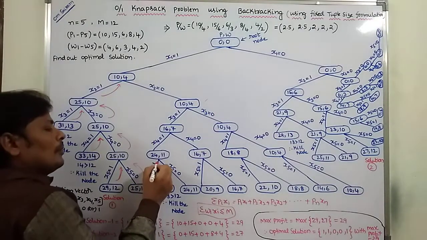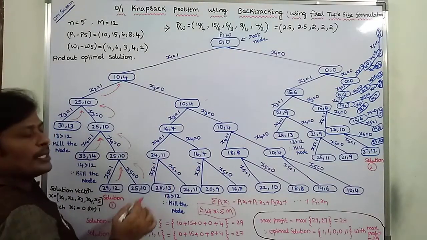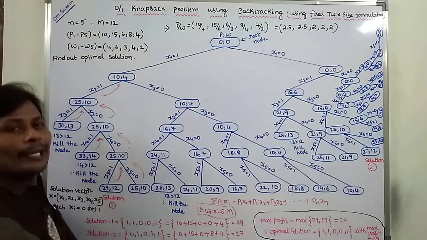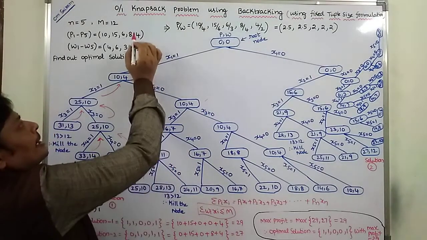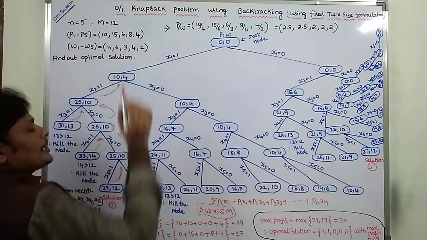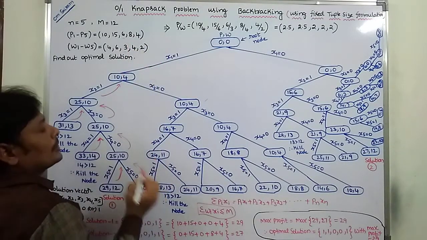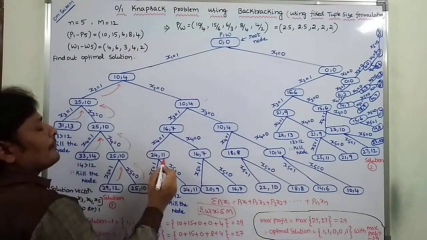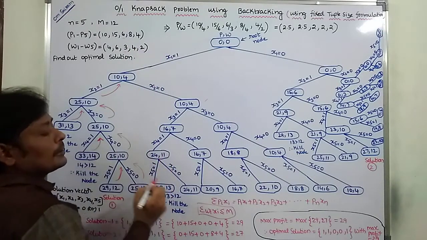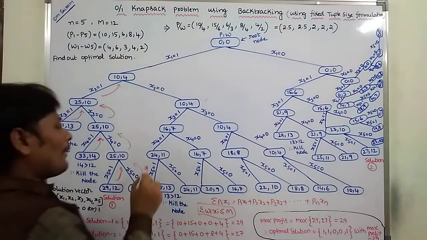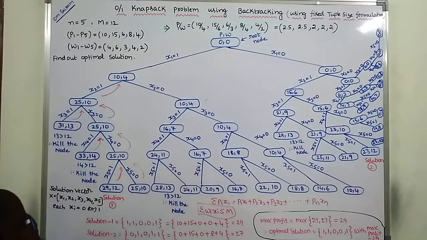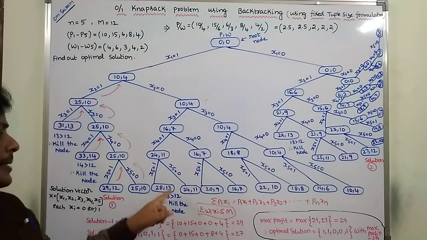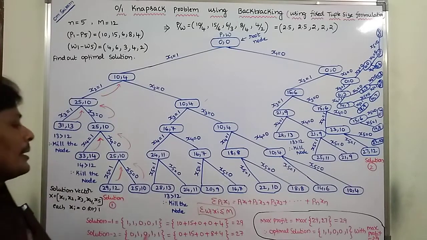Okay. Now consider the fifth object, x suffix 5 is equal to 1. So that means the fifth object is considered. The fifth object profit is 4. 24 plus 4, that is 28. The fifth object weight is 2. 11 plus 2, that is 13. Okay. After considering the fifth object, the weight is 13. The sum of the weights of the objects that we have considered is 13.